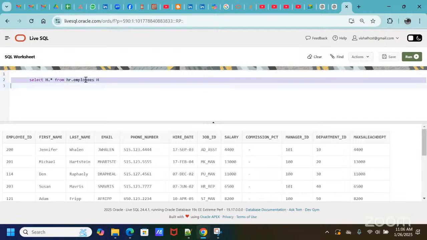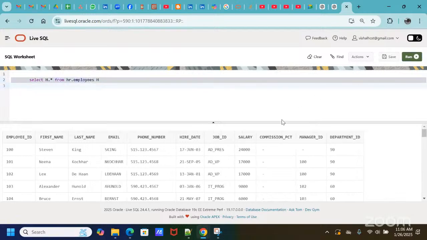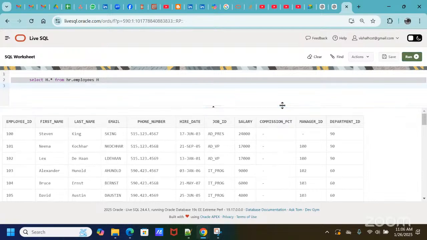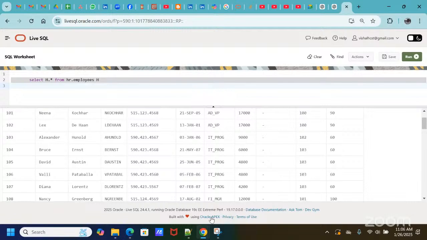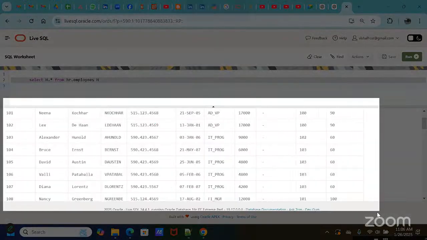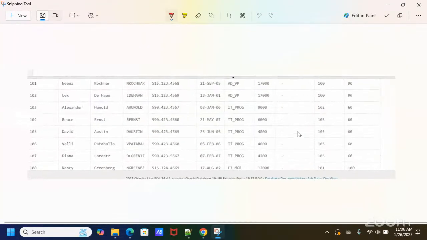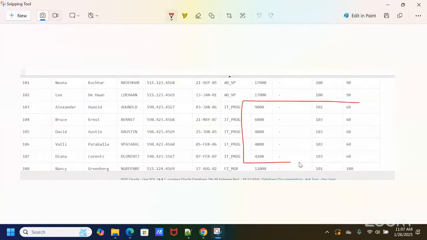From this is the table. Or second highest salary or third highest salary, whatever I want. For this department 90, this is the person having second highest salary, these two people. From department 60, if you see department 60, these many people. Who has the second highest salary?